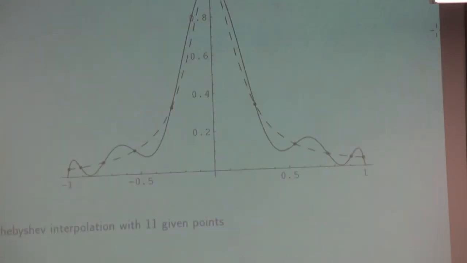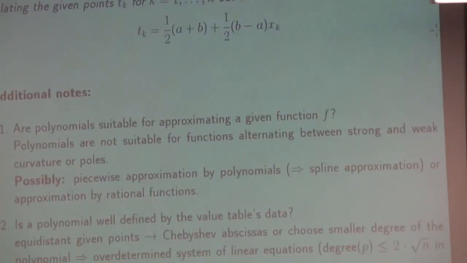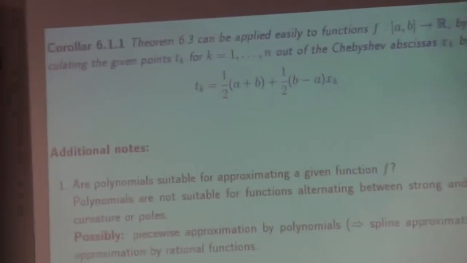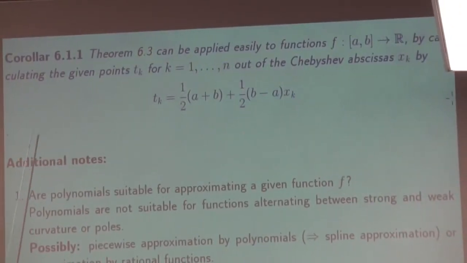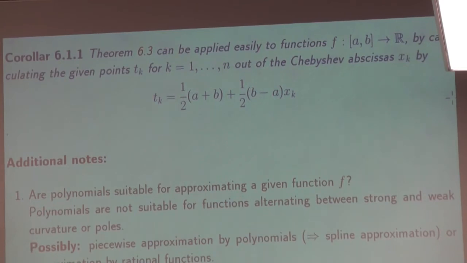Okay, so where have we been? Ah, yeah, here. This little corollary tells us how to distribute our points if the interval is an arbitrary interval between A and B.